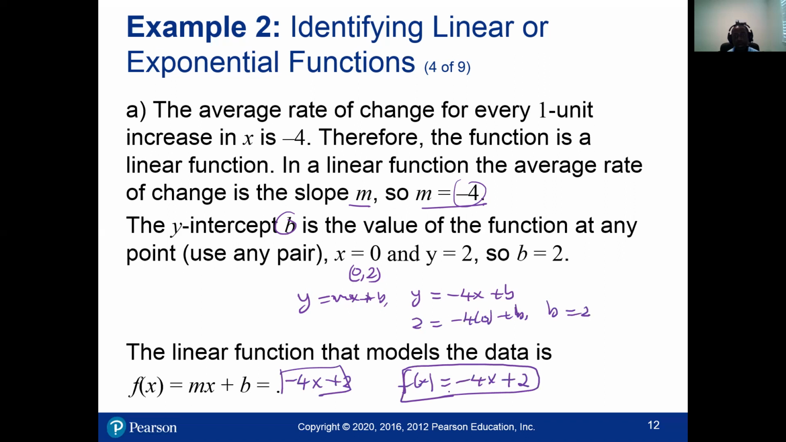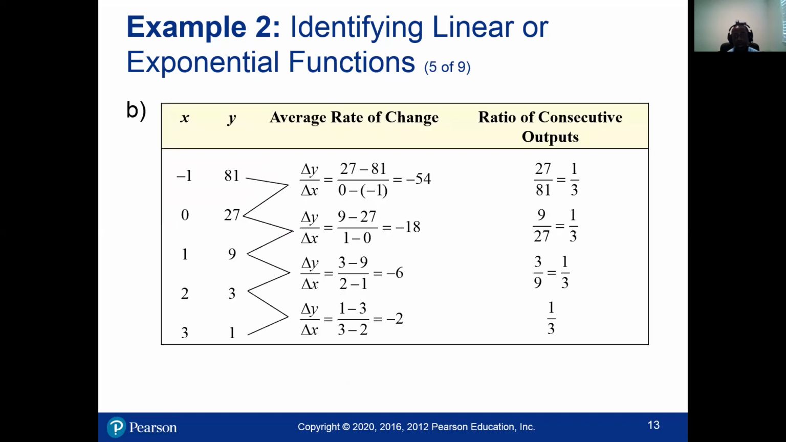Okay. Now let's go to part B. We're going to repeat it. You find the average rate of change and then the ratio of the consecutive outputs, just like we did. The average rate of change for the first two pairs will be 27 minus 81 divided by 0 minus 1. That is negative 54. The second pair will be negative 18. The third, negative 6. And then the fourth is negative 2. It's not constant, so this is not linear. So let's look at the ratio of consecutive outputs.